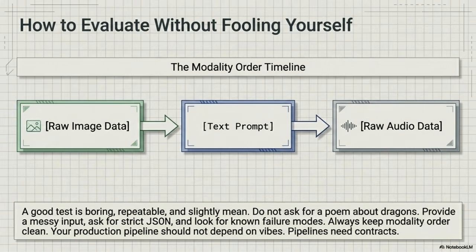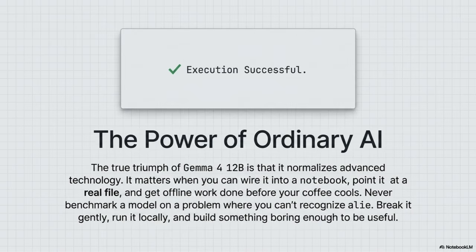So bringing this entire 10-step guide to a close, what is the ultimate impact of Gemma 4 12B? The core triumph of the model is that it makes local multimodal AI feel completely ordinary. Ordinary. Yeah. The real victory is pulling a model down, wiring it into a notebook, pointing it at a local file, and just getting actual work done before your coffee cools. It's the normalization of this incredibly advanced tech, which brings us to the golden rule of local AI that they leave us with. Never benchmark a model on a problem where you can't recognize a lie. Such good advice. It really is. They encourage everyone to just go build something boring enough to actually be useful. Which is what technology is supposed to be about, right?